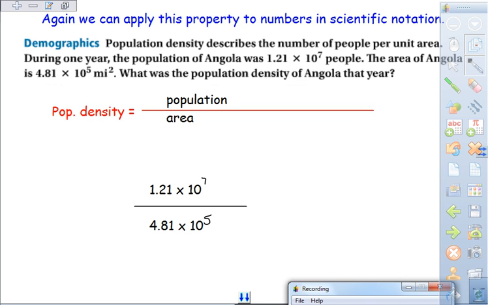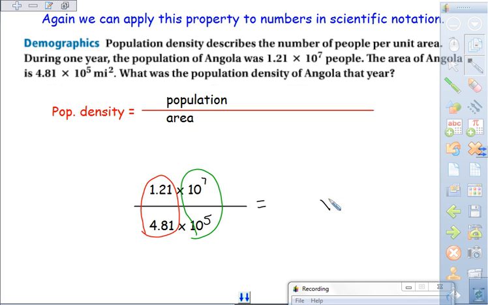So we're going to take the population divided by the area to get our population density. So that means we're going to take 1.21 times 10 to the 7th divided by 4.81 times 10 to the 5th. And now we can use that rule we've been talking about where we're going to simplify like terms. So on the calculator, we're going to simplify the red, and then in our heads, we're going to simplify the green.